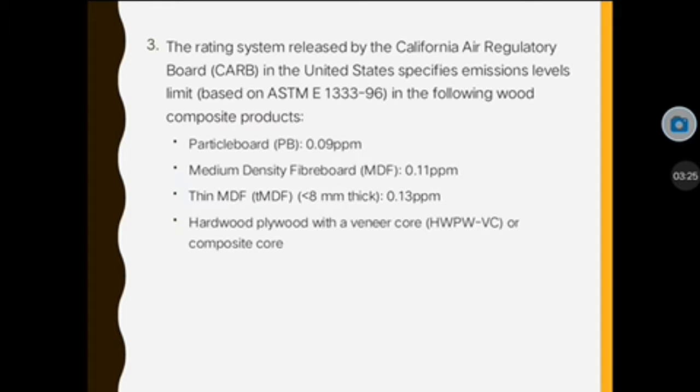Then, the rating system released by the California Air Resources Board in the United States specifies emissions level limits based on ASTM E1333-96 in the following wood composite products: particle board 0.09 ppm, medium density fiberboard 0.11 ppm, thin MDF, which is less than 8 mm thick, 0.13 ppm, and hardwood plywood with a veneer core or composite core.